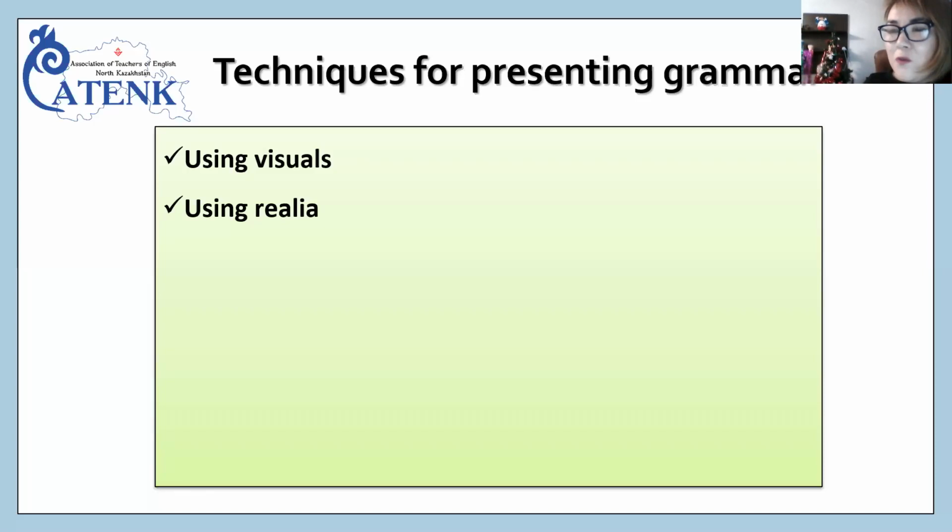So for example, if you have young learners, and maybe you need to teach them a new word such as chocolate, instead of just saying the word chocolate, maybe you can show them, this is a chocolate. Or I can say, for example, this is a Christmas tree. So instead of just saying Christmas tree, it's better to use realia, a real object in your classroom.